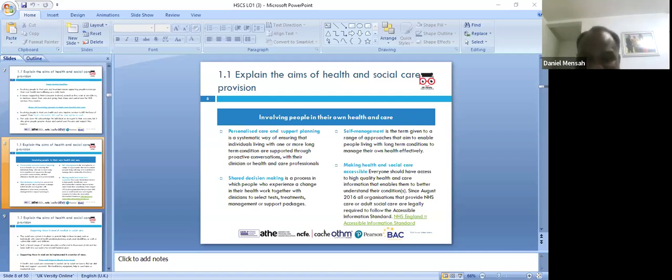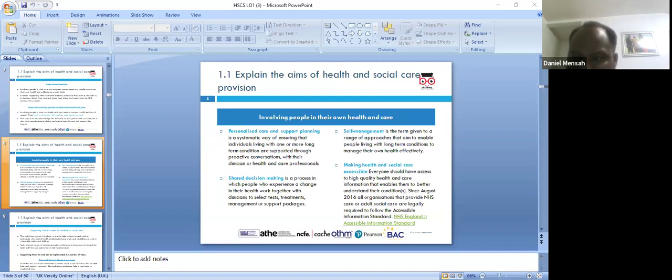In the well-being of people, you also share decision-making information where people may experience a change in their health, working together with clinicians. So you share information between yourself and your colleagues, your line manager, and nurses. Sometimes you have to call GPs, sometimes you have to call next of kin. So there is information sharing in the health and social care sector, and a carer should understand this.